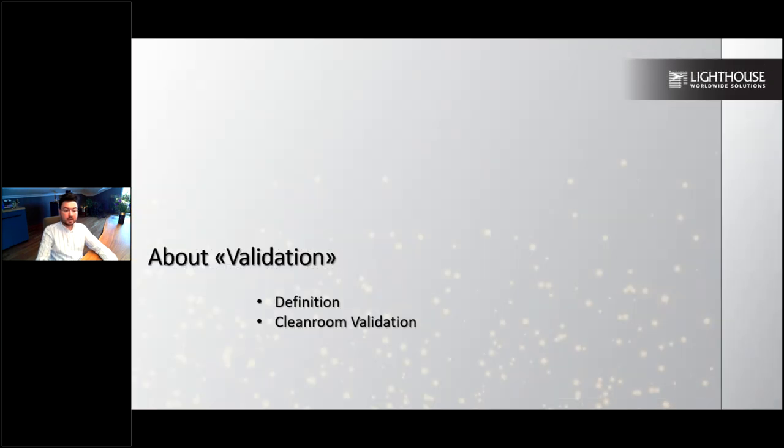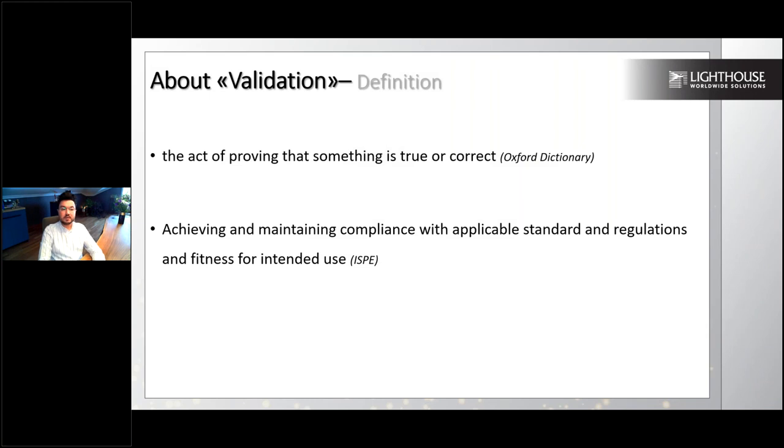The first thing is about validation. So the definition is the act of proving that something is true or correct, according to the Oxford Dictionary. But in our industry, in cleanroom, for example, ISPE, the International Society for Pharmaceutical Engineering, defines it as achieving and maintaining compliance with applicable standards and regulations and fitness for intended use. That's the shortest and leanest definition of validation.